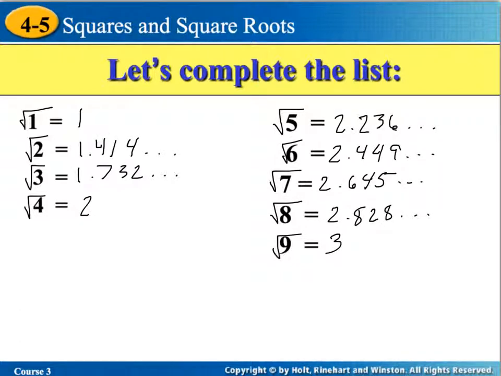So here's the list that you can compile. Looking at 1, 4, and 9, notice how they're all whole numbers. Those are known as perfect squares, and you could keep going on this list for a long time. Remember that these are all of the positive square roots. There are also negative square roots in there too. So the square root of 1 would be 1 and negative 1. The square root of 4, 2 and negative 2. But your calculator only gives you that principal square root, which is the positive square root.